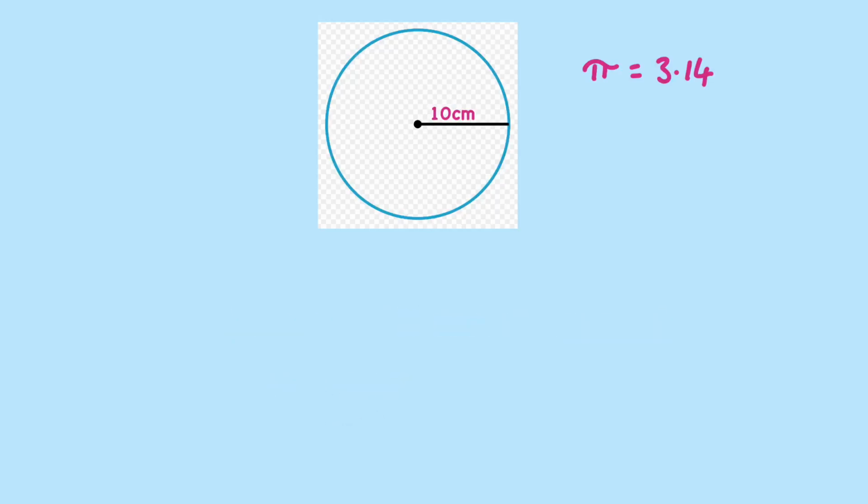So let's have a look at an example. So in this example, we're given the radius of 10 centimeters and they want us to use the pi rounded to 3.14. So our formula, A equals pi r squared, and we will substitute in our values. R is 10, pi is 3.14.